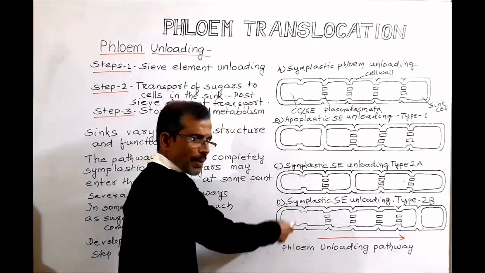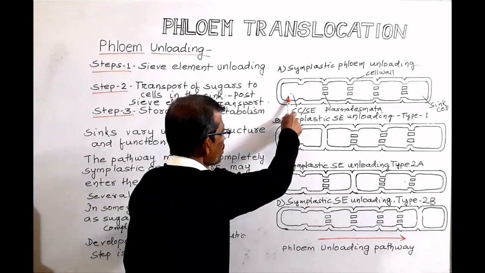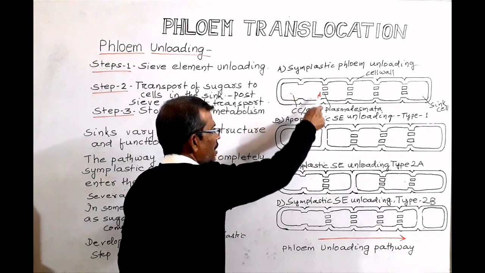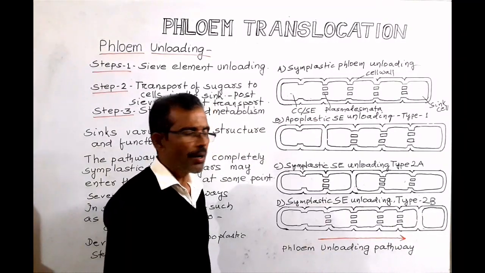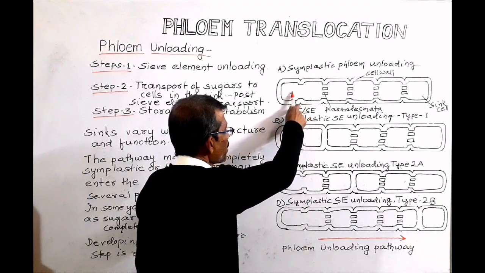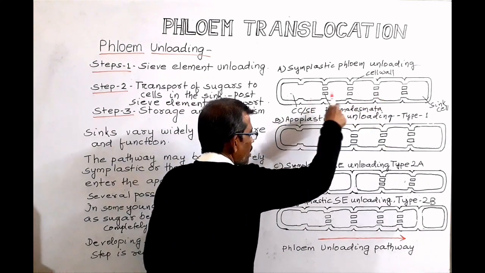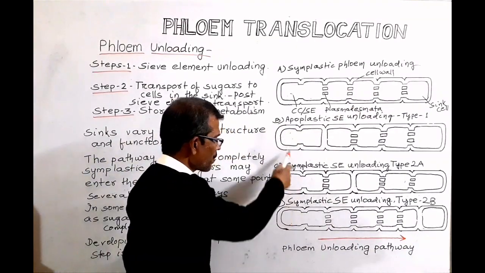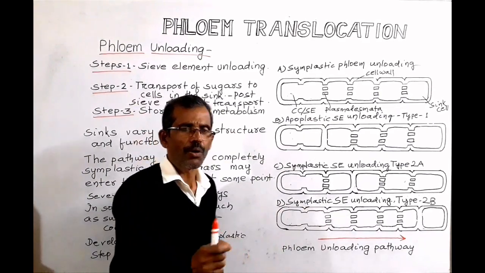These figures explain different types of unloading pathway. The sieve tube element and companion cell complex are considered as a single functional unit. In case of symplastic phloem unloading, sugars are transported from the sieve tube element companion cell complex to the successive sink cells through plasmodesmatal connections. These three figures represent different types of apoplastic phloem unloading pathway.